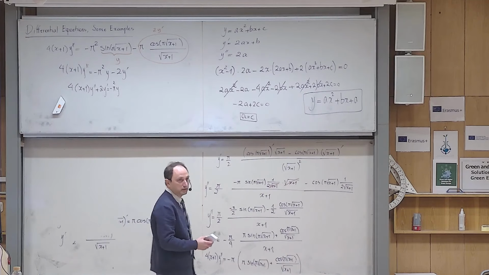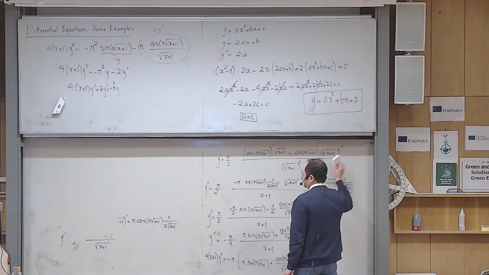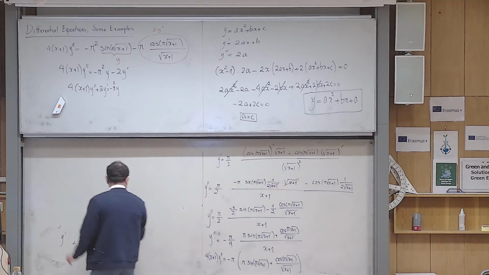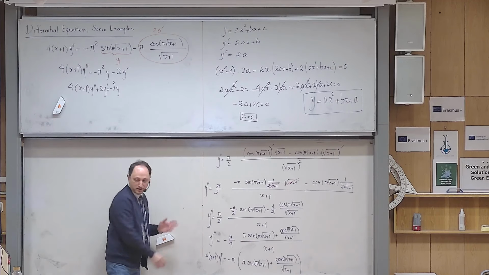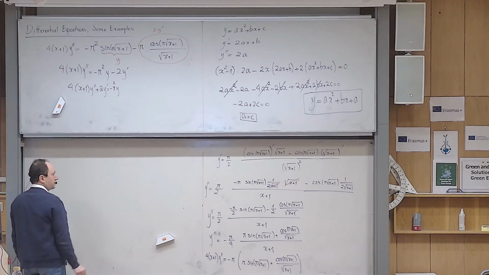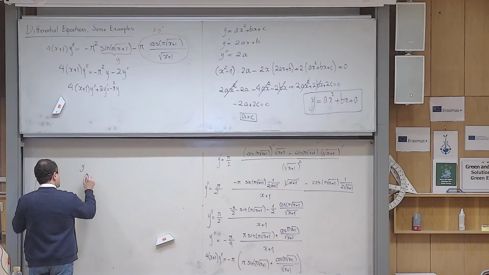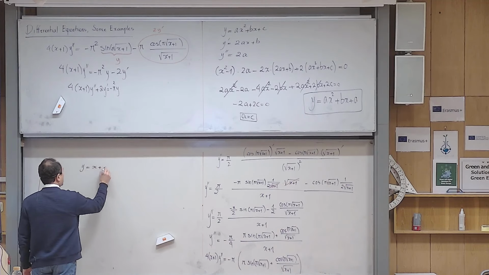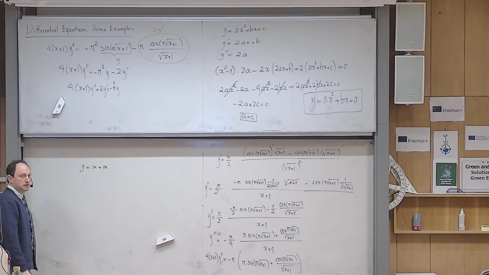But how can I find it? How can you reverse engineer to find that differential equation? Do you have any idea? We can solve a simpler problem. For example, let me give you a one parameter family of curves. For example, let me write y is equal to x plus a constant a. In the Swedish system, they write m here, so the m value. Can you write a differential equation whose general solution is this?